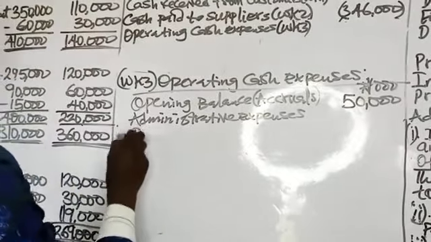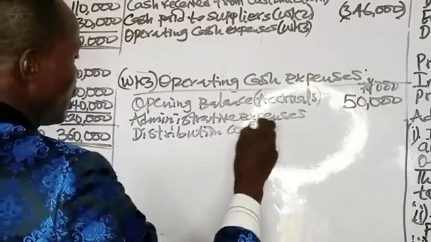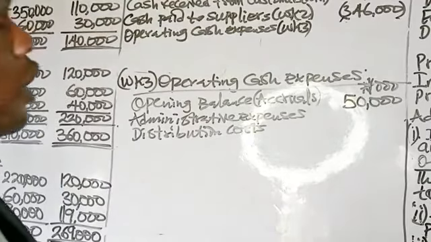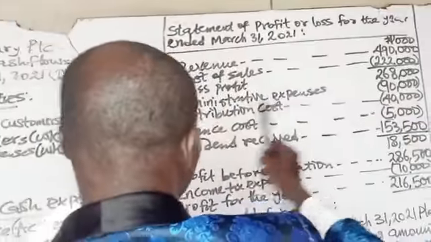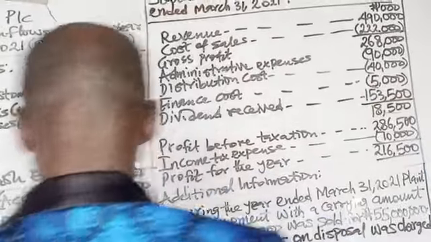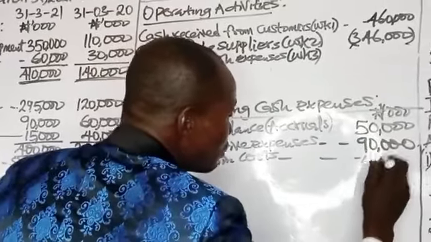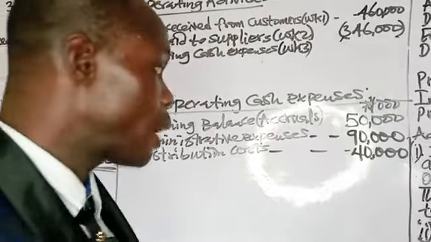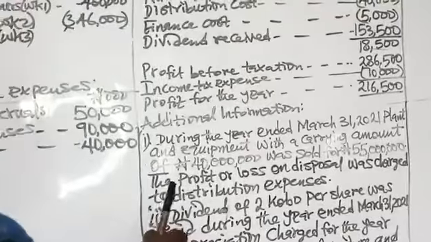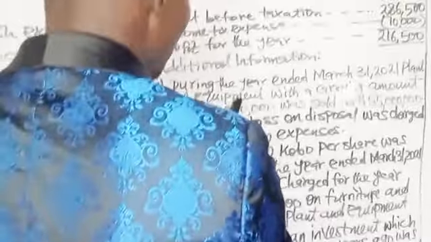After this, we are going to deal with the administrative expenses and distribution costs. Now, back to the statement of profit or loss. Administrative expenses amounted to 90 million and distribution cost amounted to 40 million. Then you now go through the additional information in order to ascertain if there are any items that affect either distribution or administrative expenses.